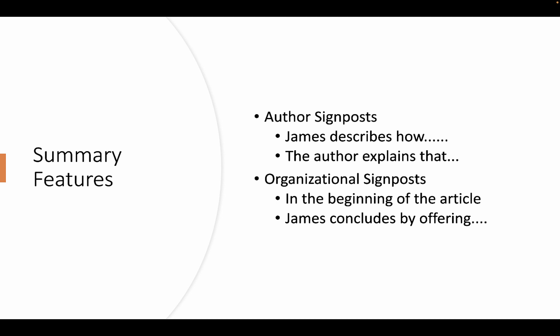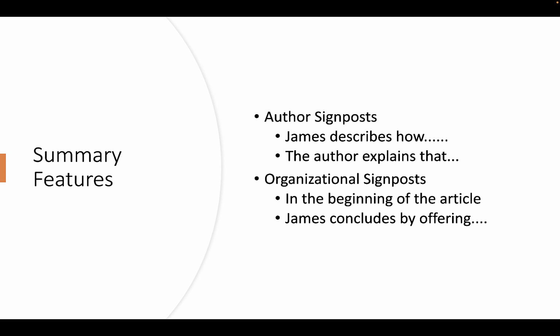These are phrases that use the name of the writer or a pronoun like the author, and signal verbs, action words that describe the intentions of the writer. So you see my first is James describes, there's an author signpost, and then the signal verb describes. In the second example, we use the pronoun the author with the verb explains. Now, these signposts only make sense to the reader if you've introduced the source early in the memo, early in the text.